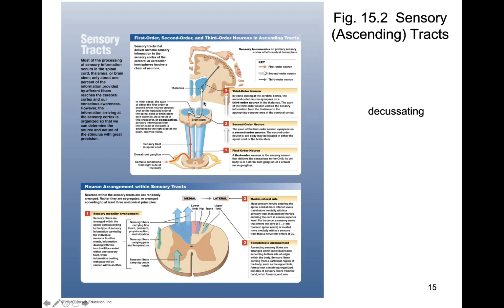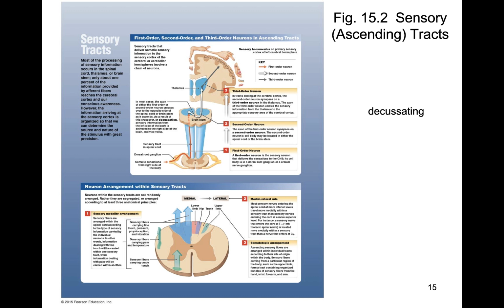So it's going to take the information to the brain, and the part of the brain it's going to take the information to is called the thalamus. So this one here, the one that's bringing information, is the first order neuron. Then it's going to synapse on an interneuron, that's the second order neuron. It's going to cross over and go to the thalamus.